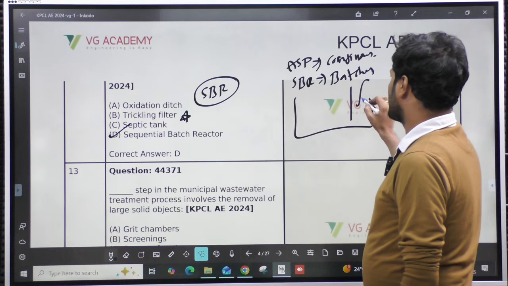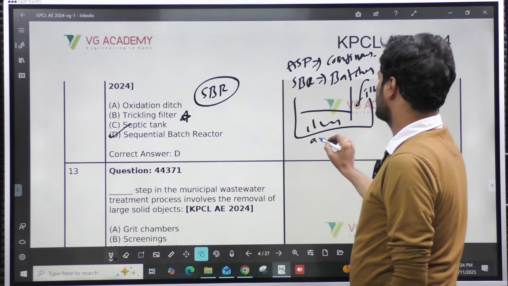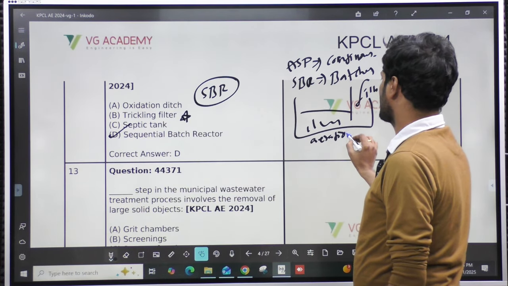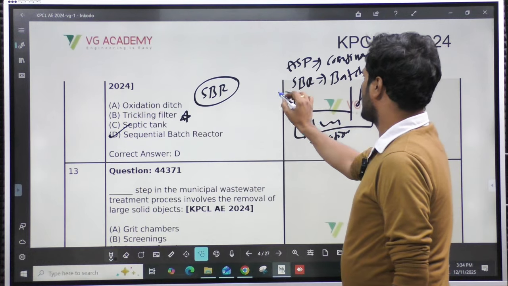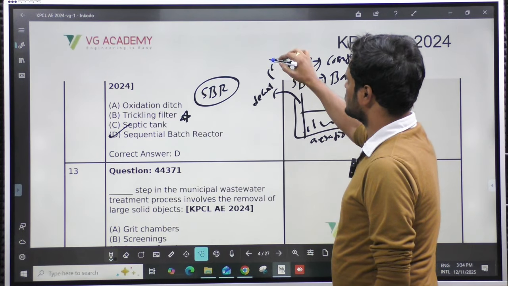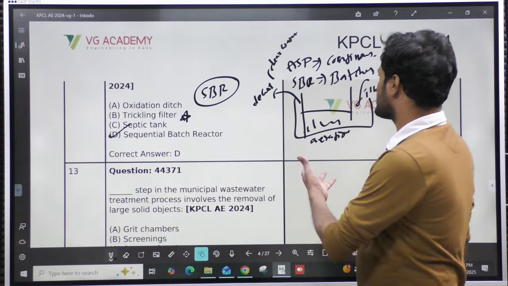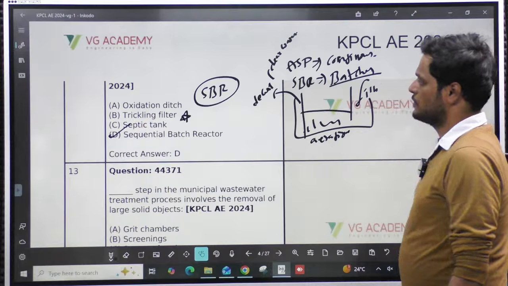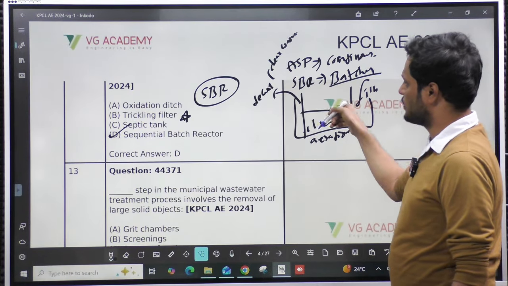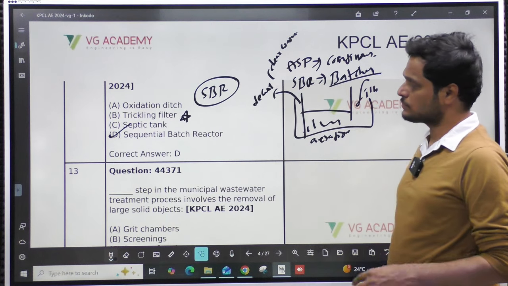First we fill the water, there will be aeration, and then we decant the water. Decant means take clear water. So all this process will be done in batches. Some water will be filled, treated, removed, and a second batch will be taken like this.